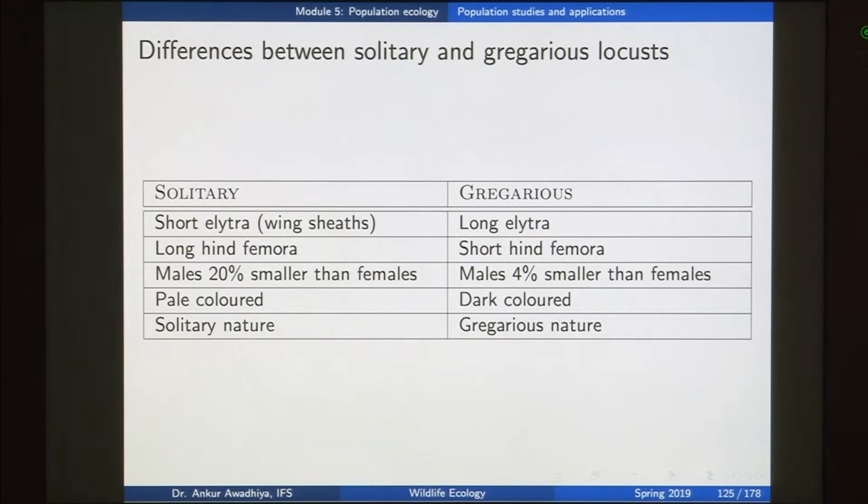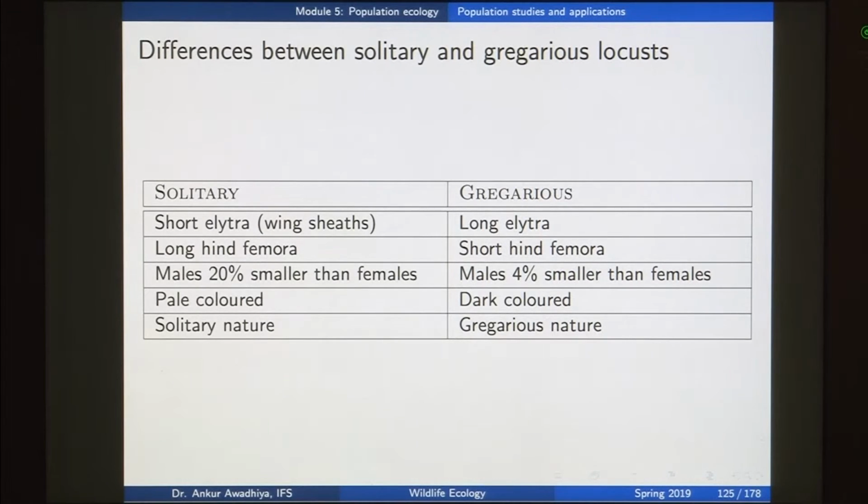Now, in the solitary phase, the animals are pale colored, mostly light green in color. In the case of the gregarious phase, they are dark in color, and solitary, as the name implies, they have a solitary nature, they do not form groups. In the case of gregarious, they form large groups.